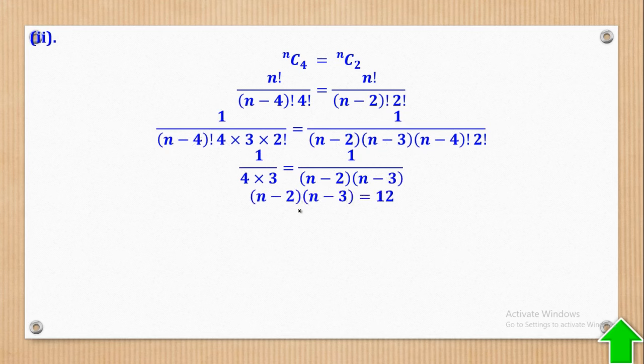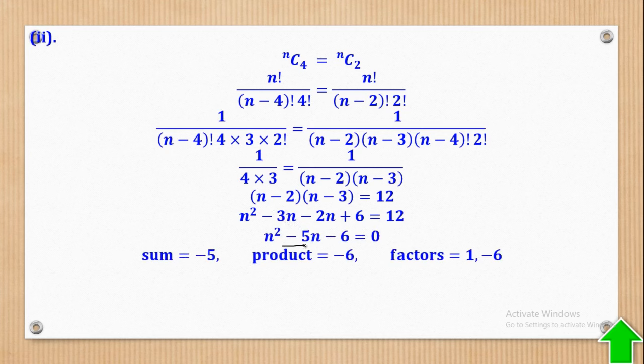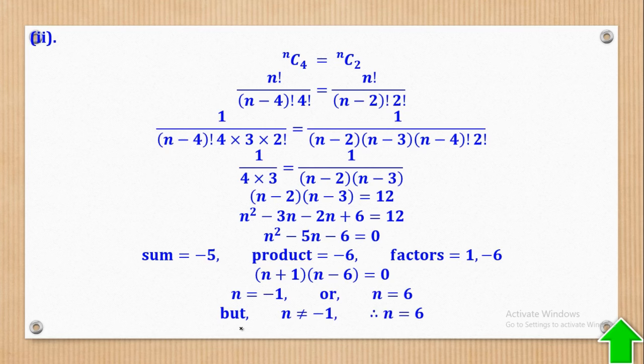Now most students make a mistake here. When they reach there, they will say n minus 2 is equal to 12 or n minus 3 is equal to 12. That is not okay. You have to expand and get a quadratic. Then I have to factorize that quadratic. So the sum is negative 5, product is negative 6, factors will be 1 and negative 6. Therefore, factorizing it will give you n plus 1, n minus 6 equal to 0. Therefore, n is either equal to negative 1 or positive 6. But n cannot be equal to negative 1, therefore n is equal to 6. And that's what they wanted.